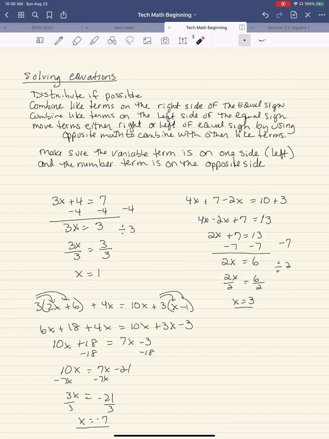To check your work, you can take the 1 and put it back in. 3 times 1 is 3. 3 plus 4, that is a 7.